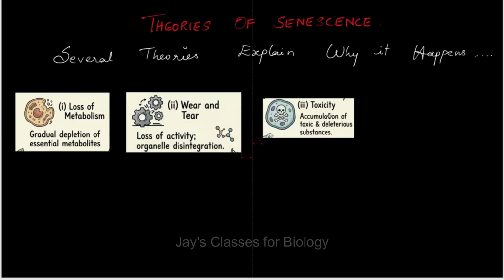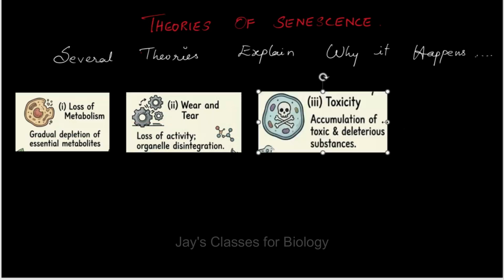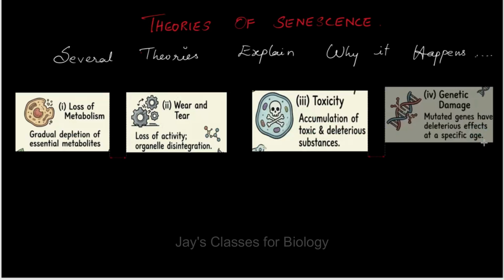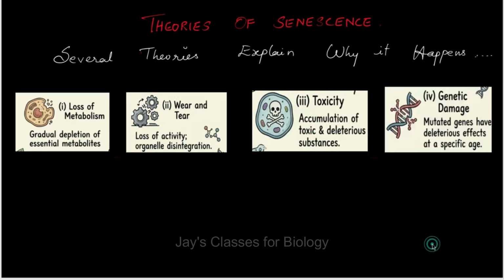And the third one is toxicity. Harmful substances build up inside the cells. The fourth one is genetic damage. Mutated genes cause damage at a specific age.